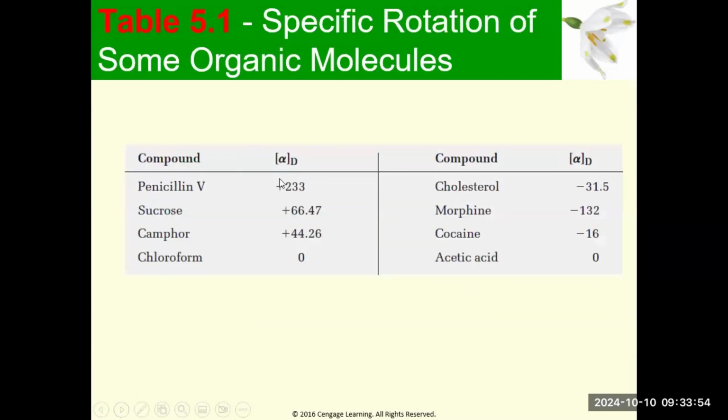So let's look at some values. As you see, penicillin V has a plus 233, sucralose plus 66.47, and so forth. Now, if you see things such as chloroform, you notice that it does not have any rotation. Also, as you see, acetic acid doesn't have any rotation. So only compounds that consist of chiral centers, which are chiral, will have optical activity. So again, only compounds that are chiral will have optical activity.